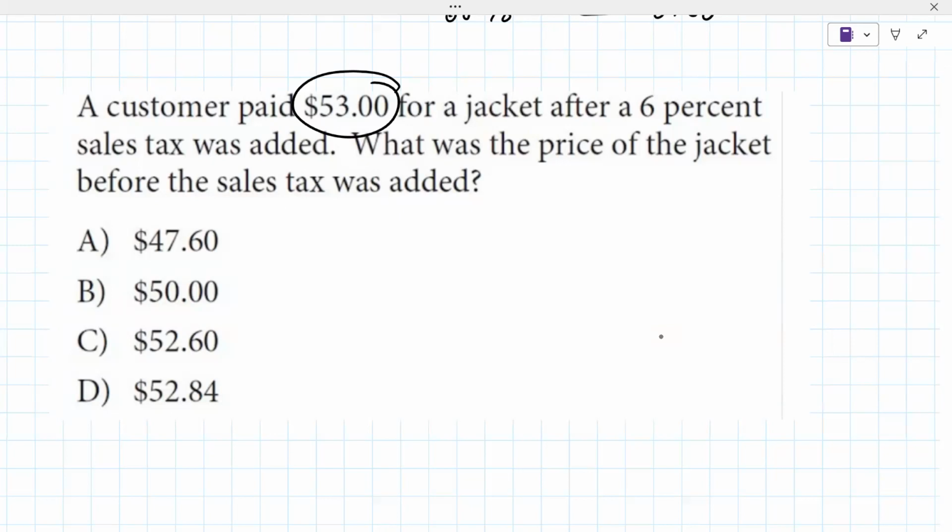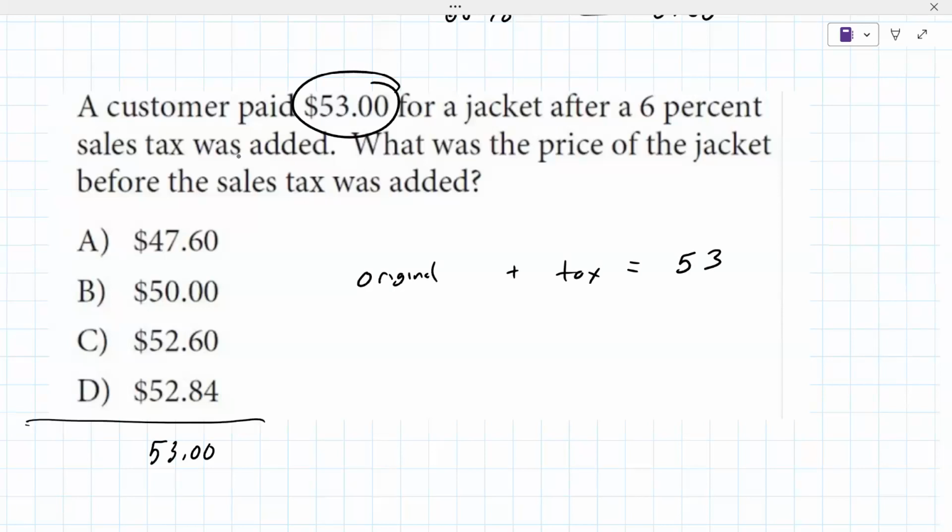Yeah, I realized that. Unfortunately, this one doesn't help you with that technique. Oh wait, $53 is the original price. Well, let's read it again. A customer paid $53 for a jacket after a 6% sales tax. Oh, so the original was 6% off, plus the tax equals the 53. So we're still looking for the original. We're looking for the original.